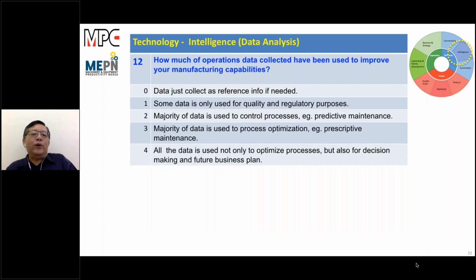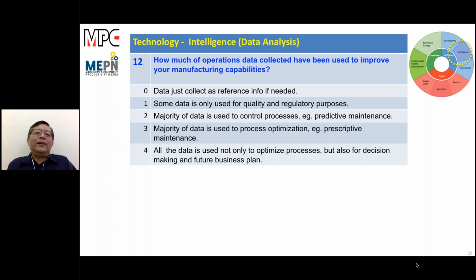Okay, let me go to question number 12, the intelligent data analysis. Look at that: how much of the operations data collected has been used to improve your manufacturing capabilities? This is a very straightforward question. They want to know, do you process your data? Today, you put a sensor in your manufacturing line and you get all the data, but most of that is just for your information. Do you really process the data for next-level usage? That is what the question asks.